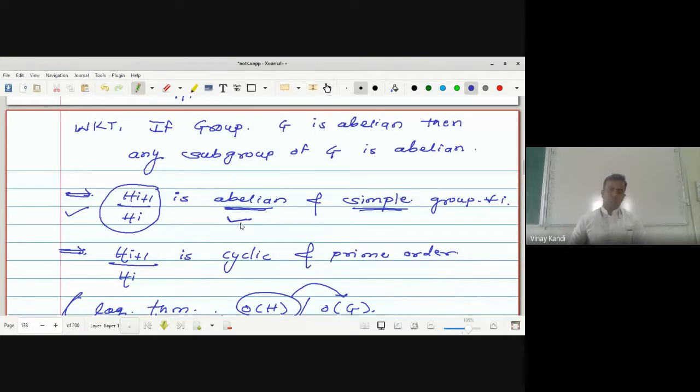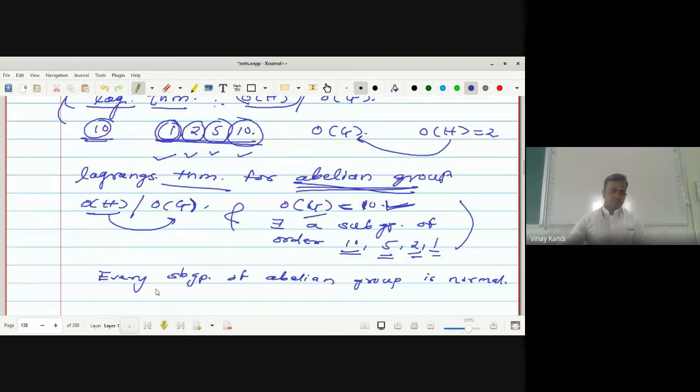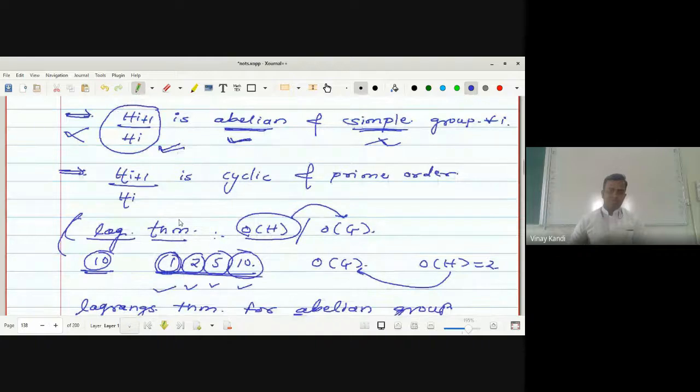So you have an abelian group. By Lagrange's theorem, a normal subgroup exists. If a normal subgroup exists, will it be simple? No. Here it is both abelian and simple. What does simple say? A simple group tells us that no proper normal subgroup exists. Abelian tells us that if a subgroup exists then it will be a normal subgroup. So what conclusion can we draw from this? The order of that group must be a prime order.